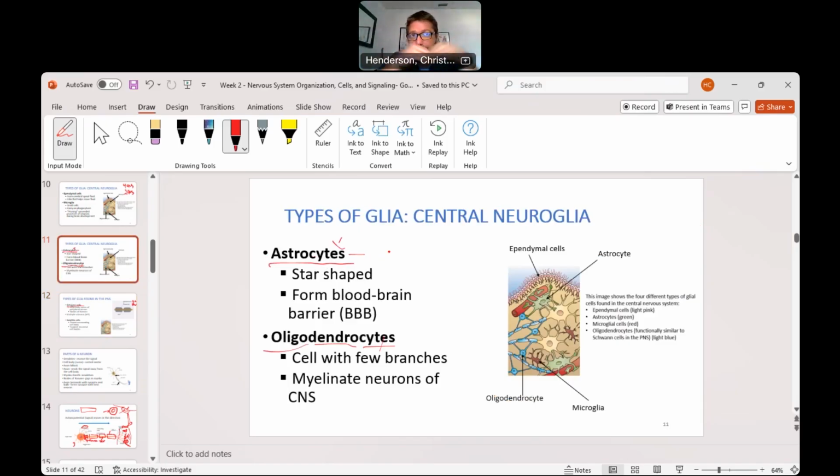So there's a barrier. There's like a wall that protects it from all the other stuff because the environment is a little different up there. So the astrocytes also help regulate that environment as well. It also provides structural support for that system. So that's what the astrocytes do.